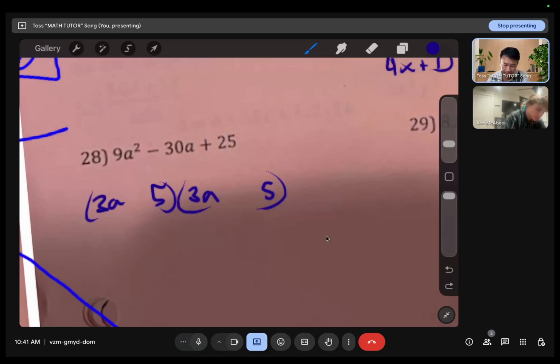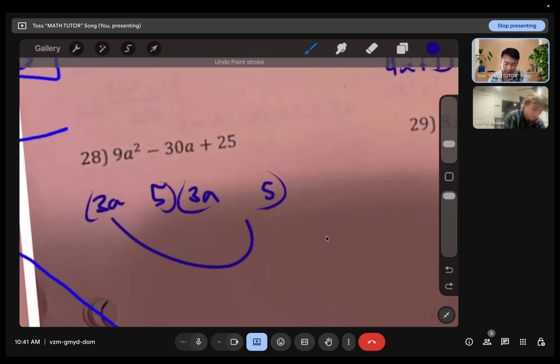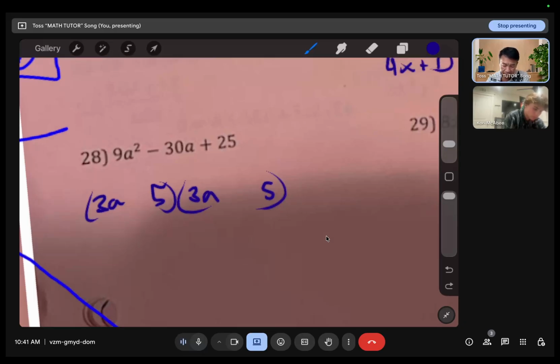Okay, continue with this. If you check the outer and inner, and they can get you a 30, don't worry about the negative. By adding, it will give you a 15, 15. You see it? 15, 15. It will get you 30a. So 3a and 5a is 15a. But that means to get a negative 30, they both must be minus. I hope you're okay with that. And this is done.